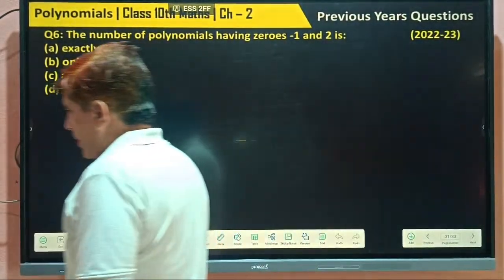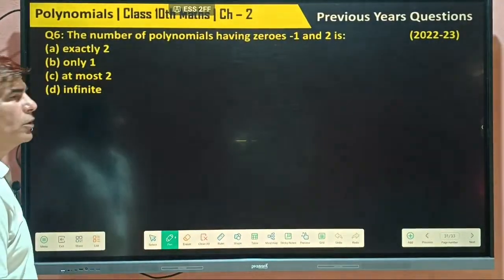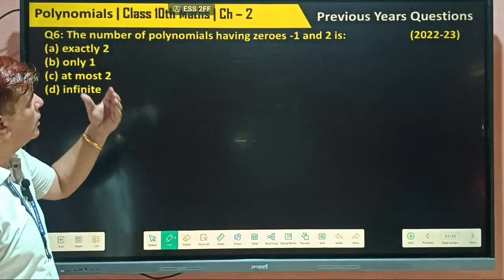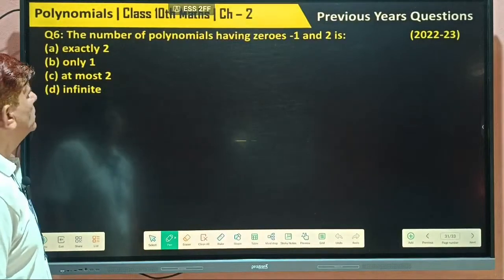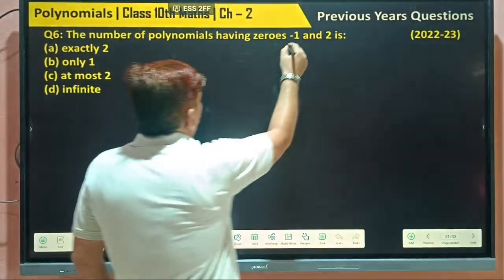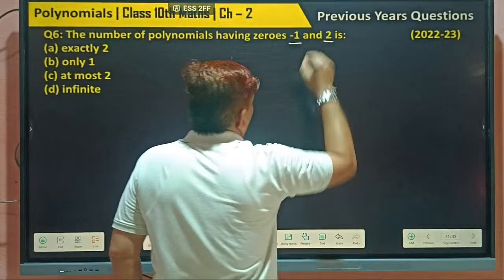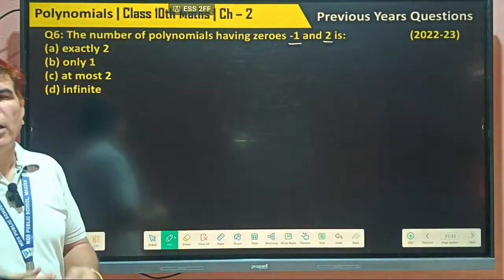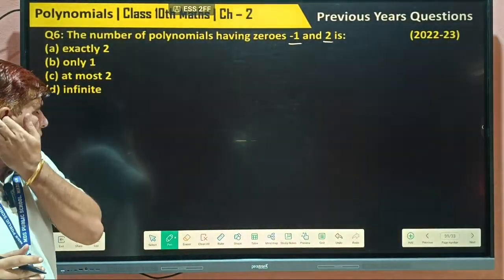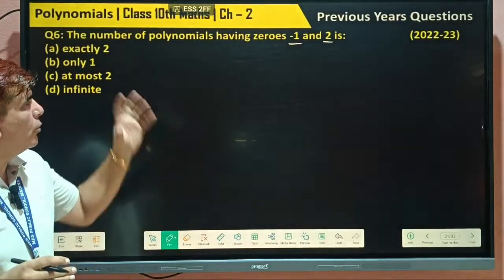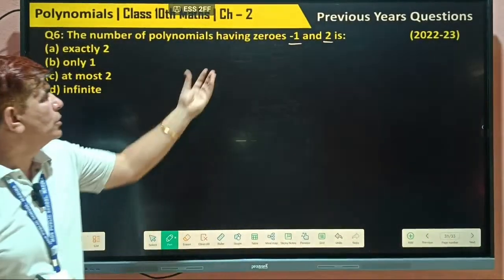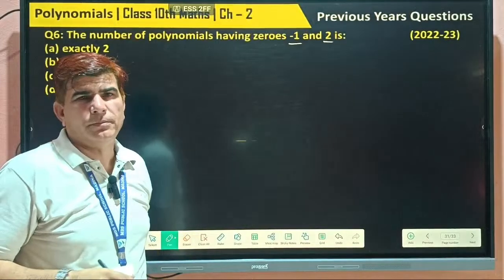Again, same kind of question repeating in another way. The number of polynomials having zeros minus 1 and 2. How many such polynomials are there? It's counting how many polynomials whose zeros are these.